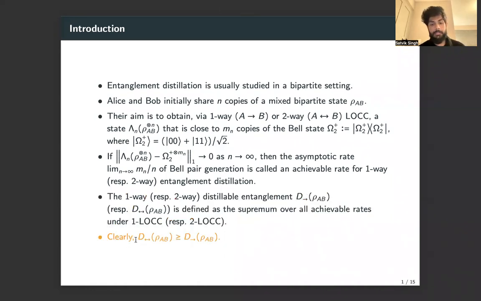Now, clearly, two-way distillable entanglement is going to be at least as large as one-way distillable entanglement, because as I said, if you're allowing backward communication as well, then you're allowing the parties more resources essentially. And so this just follows by definition.